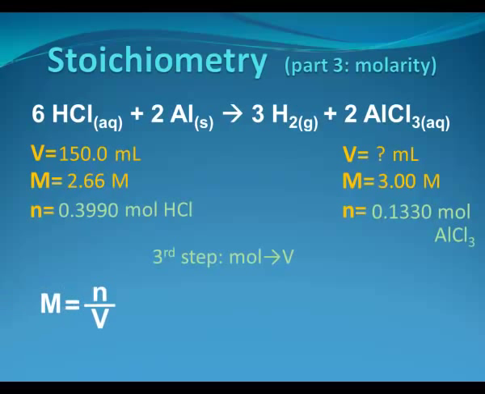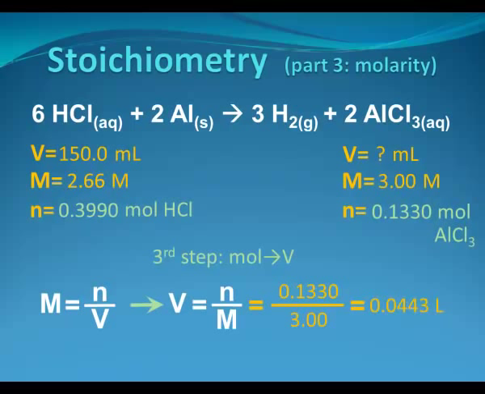Again, we're going to use the molarity equation. Now this next step can be tricky for some people. We're going to rearrange the molarity equation to get at V. So V is equal to n over M. Plugging in the numbers that we know, molarity on the bottom and moles on the top. Put it into our calculator and we get an answer, 0.0443 liters.